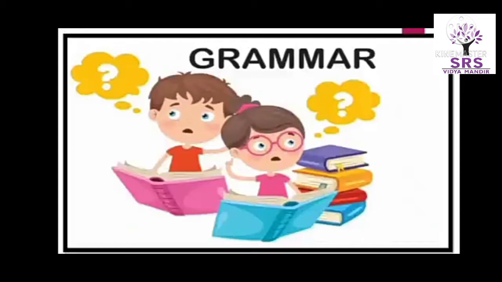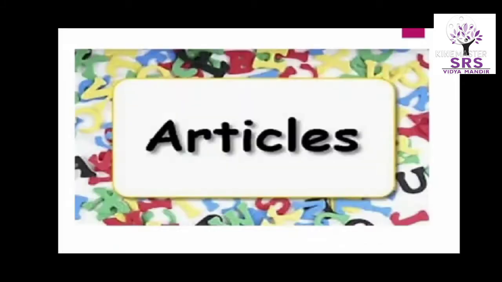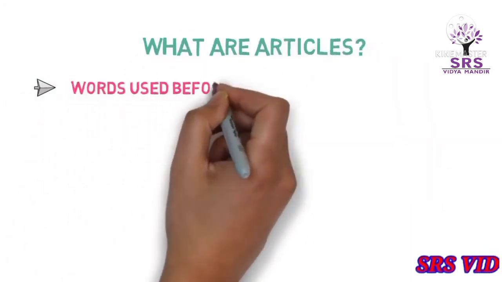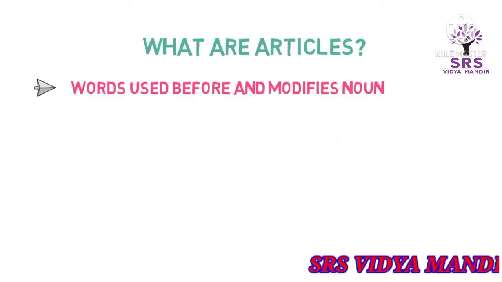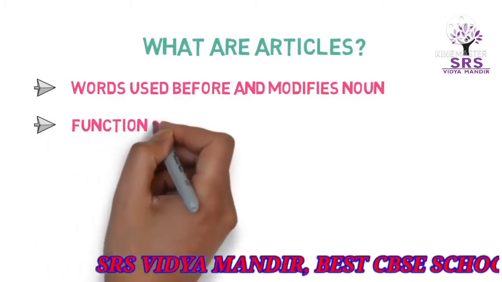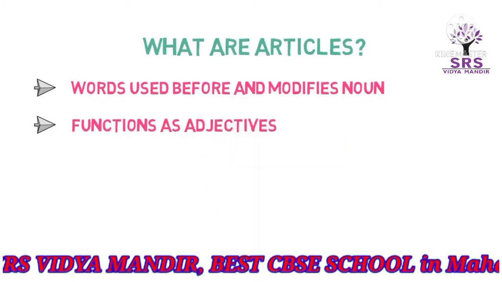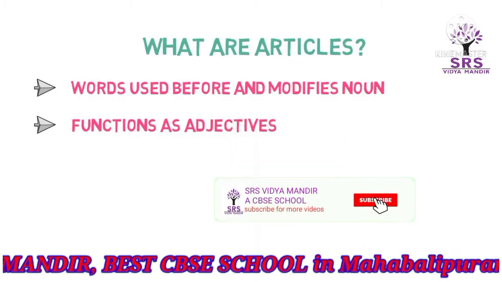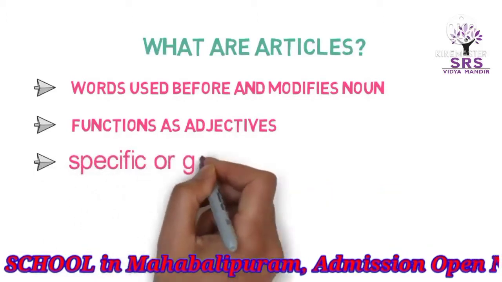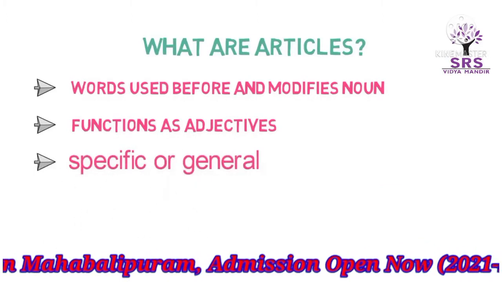Today we are going to learn about articles. Now let's see what are articles. What are articles? Articles are words used before a noun and it modifies the noun. As it gives more information about nouns, they function as adjectives in the sentence. Articles define whether a noun is used in specific or in general.